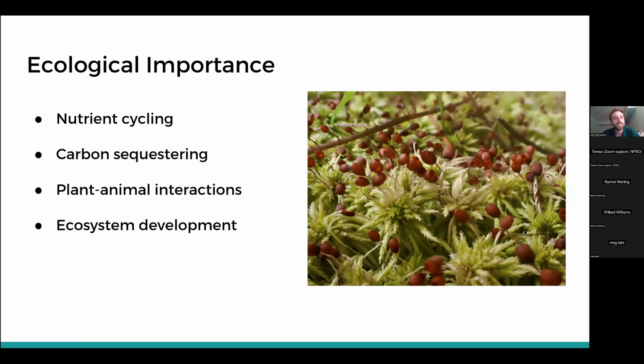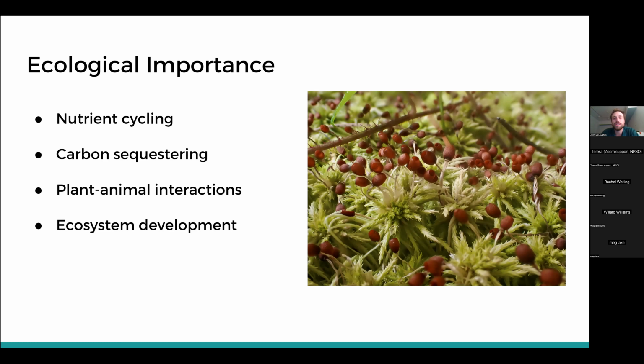So other important things that they contribute to the ecosystems include nutrient cycling. Certainly carbon sequestering is a big topic with bryophytes that many people are familiar with when it involves peat moss or sphagnum, as you can see in this image here.